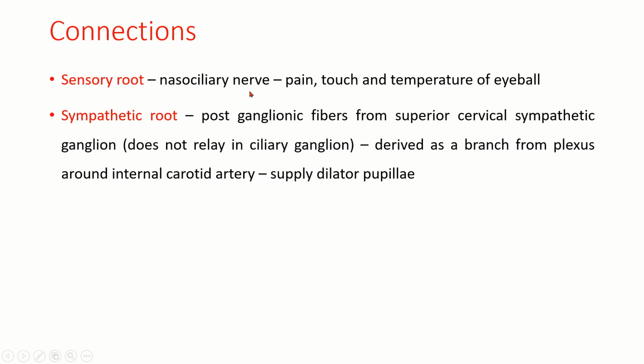The sensory root is derived from the nasociliary nerve, so they carry pain, touch and temperature of the eyeball. And the sympathetic root, postganglionic fibers from the superior cervical sympathetic ganglion, does not relay in the ciliary ganglion. It is derived as a branch from the plexus around the internal carotid artery. They supply the dilator pupillae muscle.